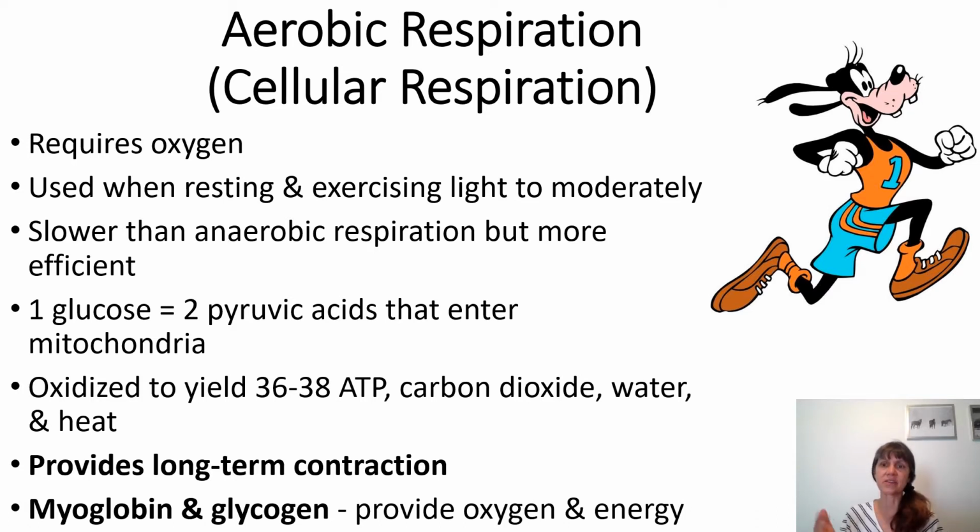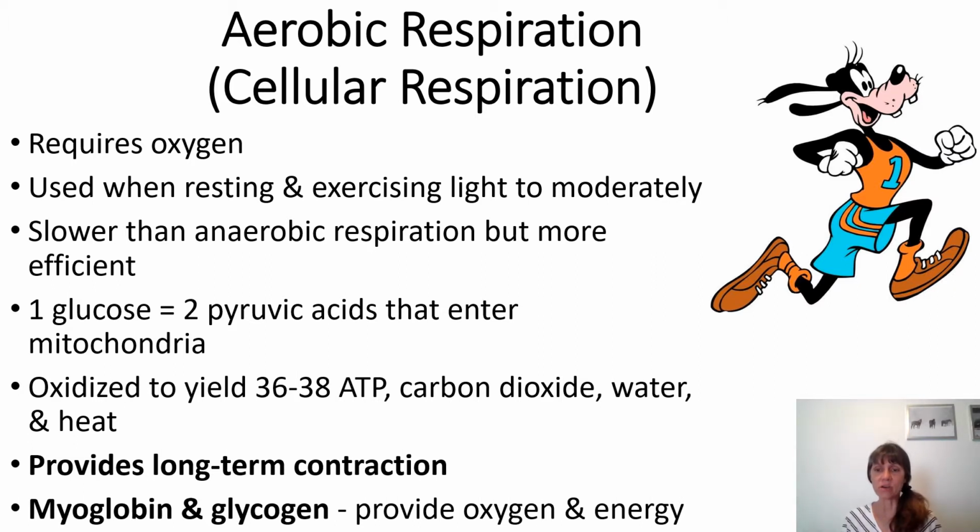Some sources say 32 molecules of adenosine triphosphate. That's neither here nor there. There's a lot more compared to anaerobic respiration. We see the byproducts listed here on the slide of carbon dioxide, water, and heat. Heat is also a byproduct of aerobic respiration, and this provides our bodies with long-term contraction.